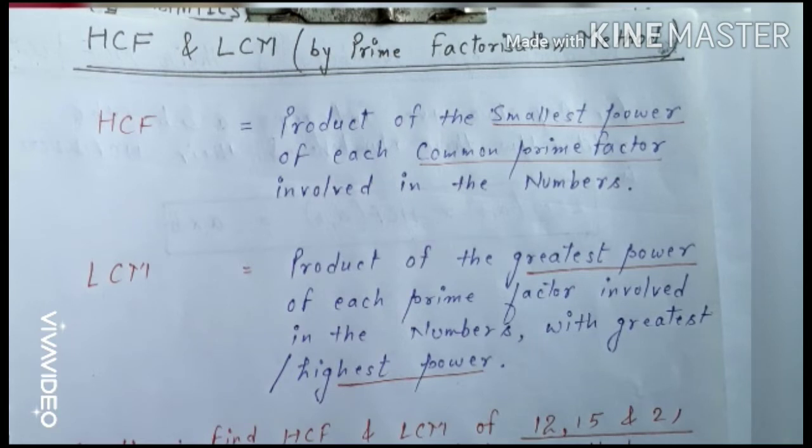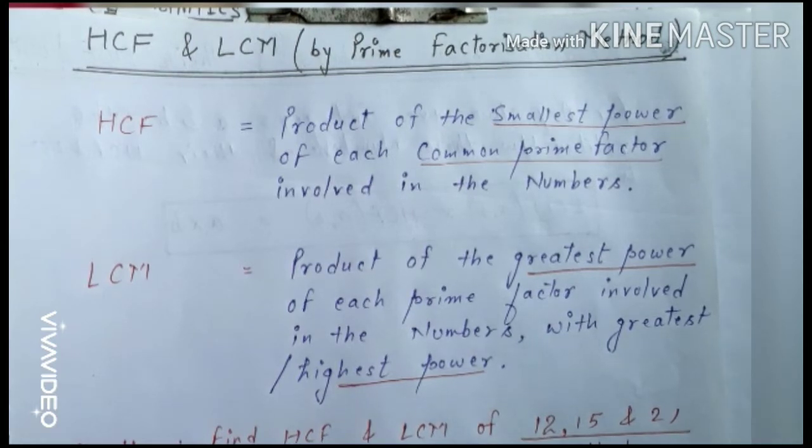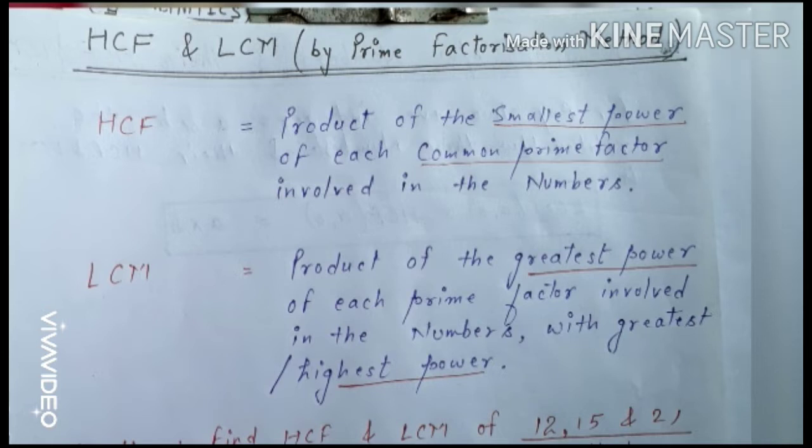So what is HCF firstly? When you have to find the HCF of two or more numbers, the first thing you will do is factorize the numbers with the help of any method, with the help of prime factorization as we have done in the earlier lecture, or you can do it with the help of a factor tree. Whatever you like, you can choose.